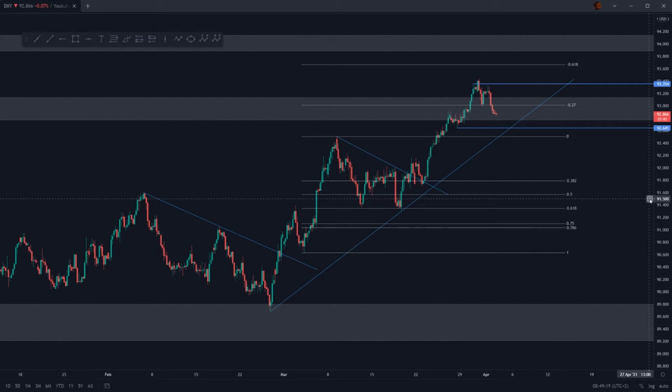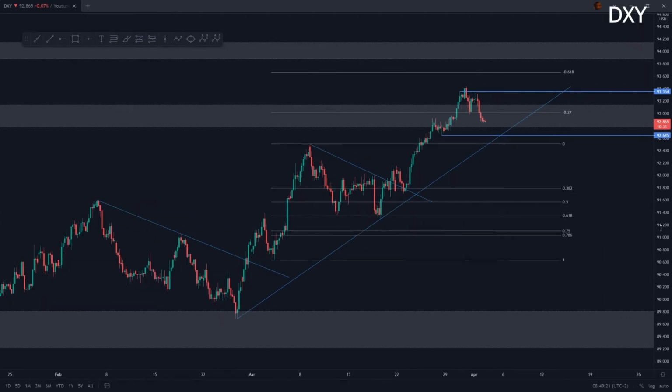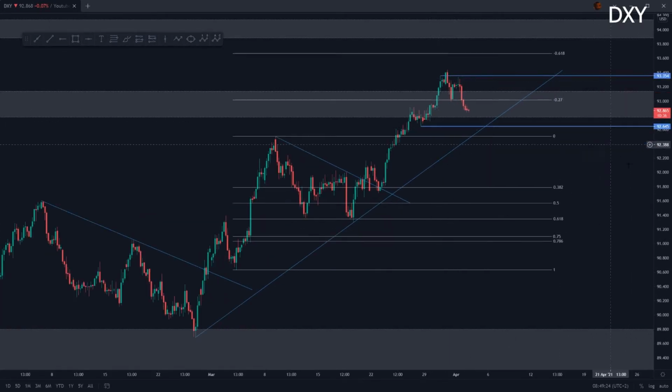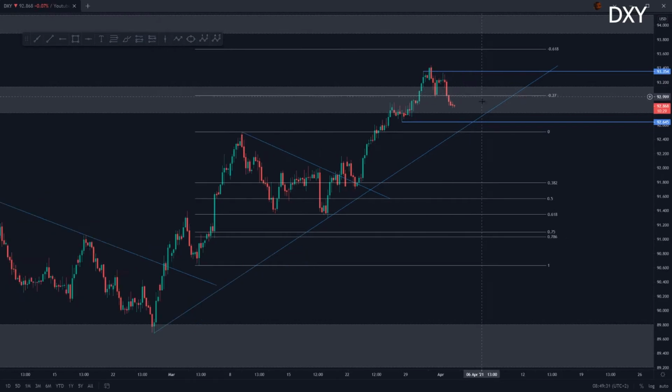So, as per usual, let's start off with the DXY. The DXY formed a beautiful double top at 93.354. After that, we saw straight away more downside, and we're currently impulsing back down towards the trendline and towards the low over here at 92.645.